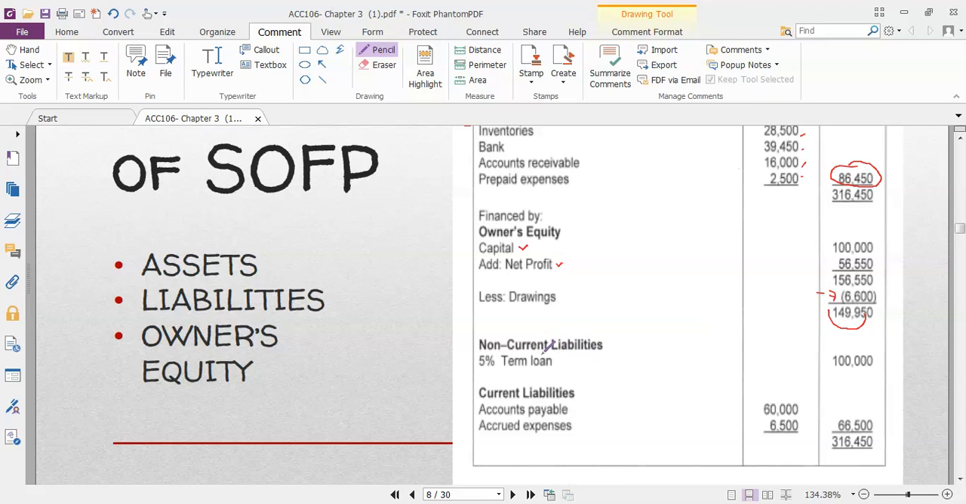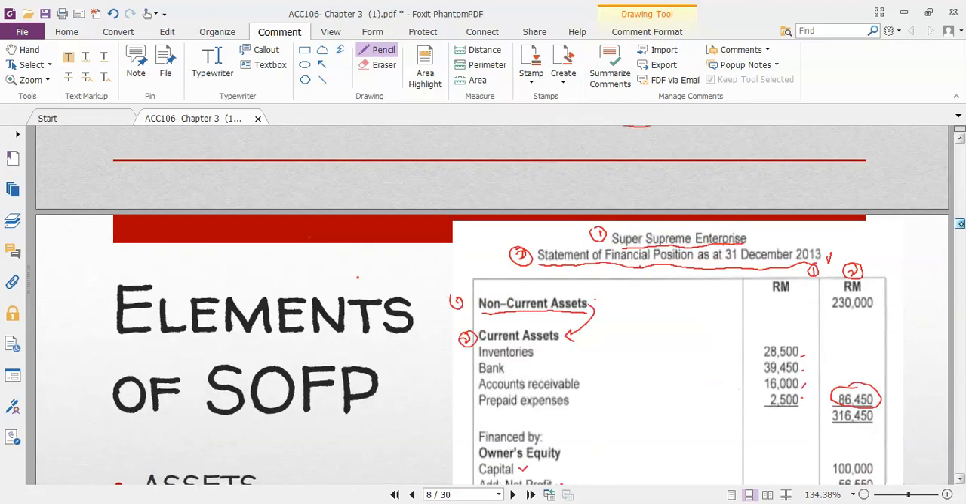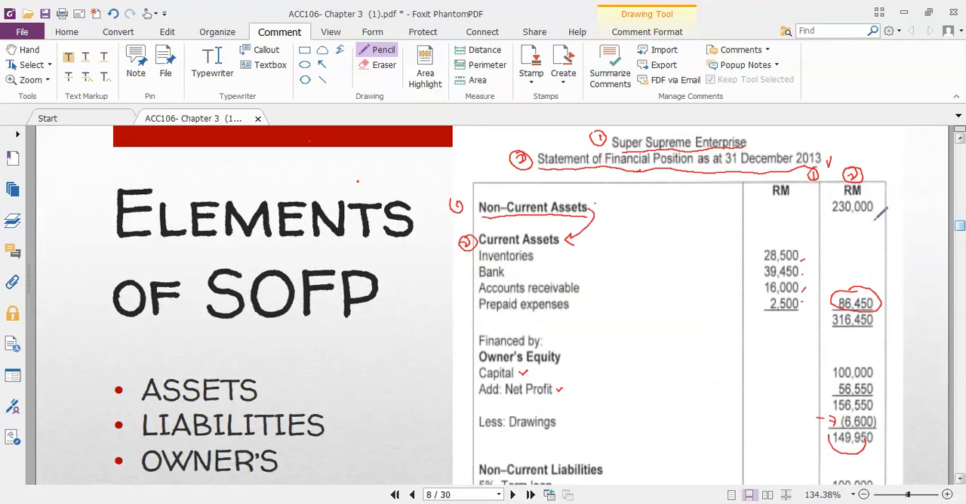Apa yang lagi kita akan letak? Dalam format SOFP, there is non-current liabilities. Non-current liabilities, for example, is term loan. Right? Term loan. Okay. Later on, I will explain to you what is it. Alright. Okay. And then last but not least is current liabilities. Okay. The current liabilities, for example, is the account payable, accrued expenses. Alright. So settle.